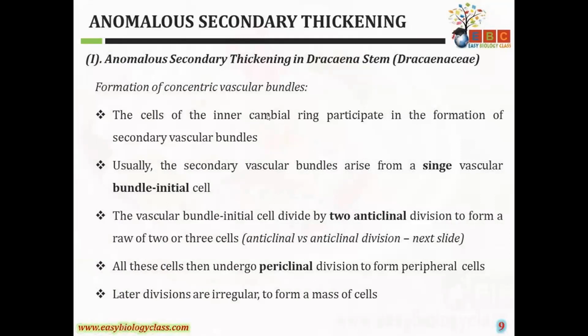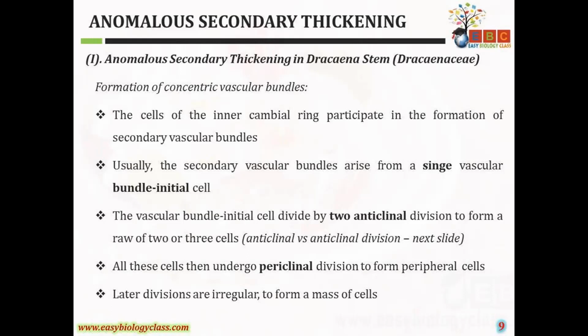The cells of the inner cambial ring participate in the formation of secondary vascular bundles. Usually the secondary vascular bundles arise from a single vascular bundle initial. These cells divide by two anticlinal divisions to form a row of 2 or 3 cells. So here there are two kinds of divisions, anticlinal divisions and periclinal divisions.